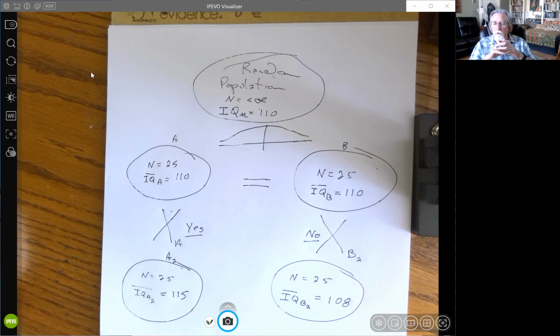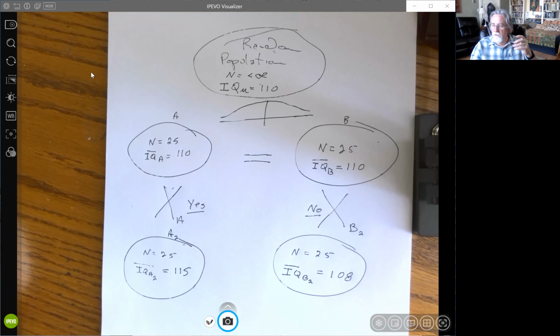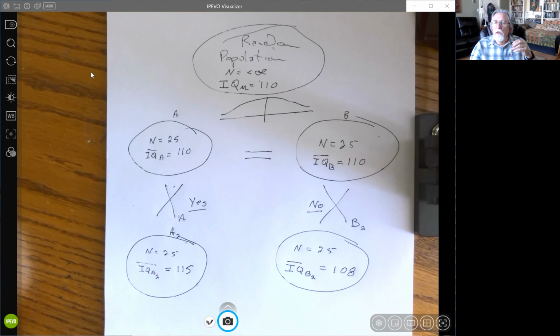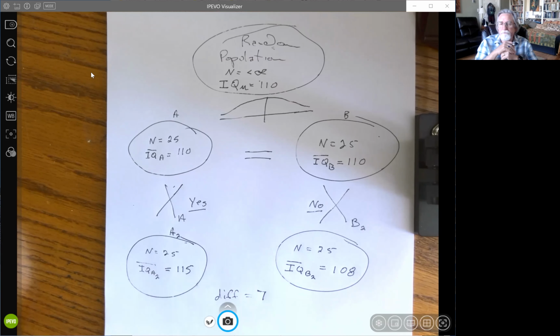And so the control group had an average IQ of 108 after 6 months. The experimental group had an average of 115 after 6 months. And so we know there is a difference here of 7 points. What we don't know is whether that is a meaningful difference or not, or whether it's just a random difference. That language may sound familiar, meaningful and random.